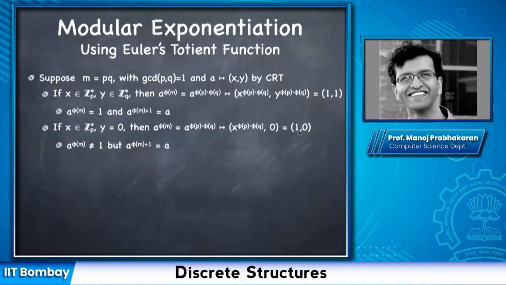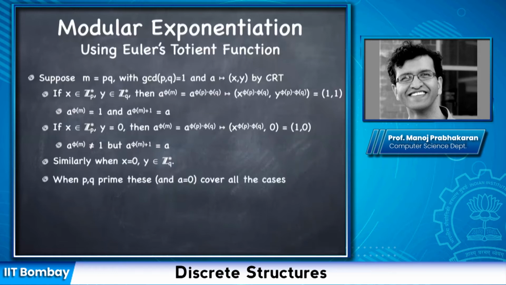So even though it's not 1, 1, it is such that when I multiply it by a, which happens to be x comma 0, I'll still get back a, right? So multiplying a to the phi m by a, which is a to the phi m plus 1, gives me a. So even though a to the phi m is not the identity, this still holds. A to the phi m plus 1 is equal to a in the special case when y equals 0. And symmetrically, when x equals 0, I get a to the phi m plus 1 is a, right?